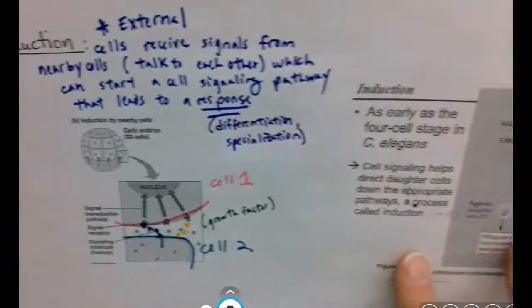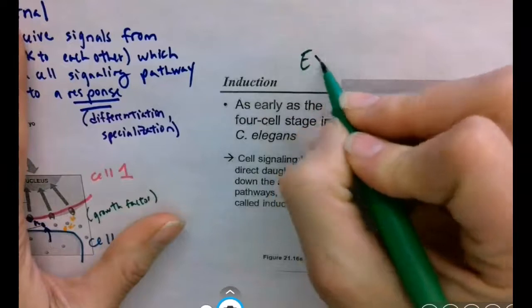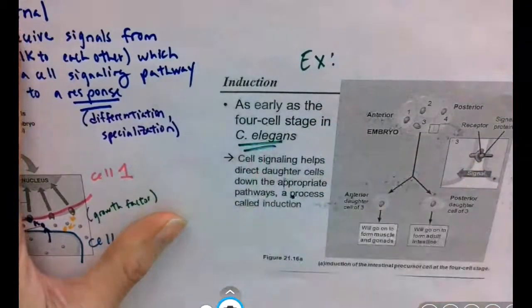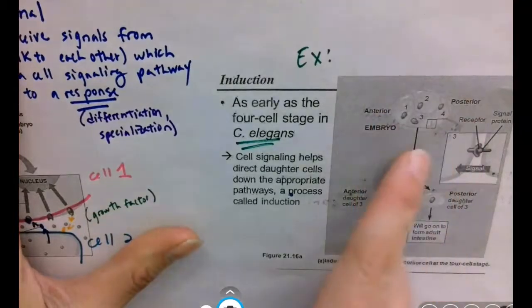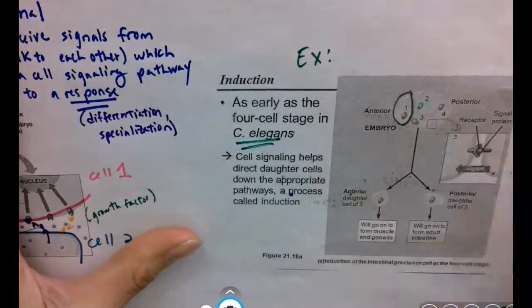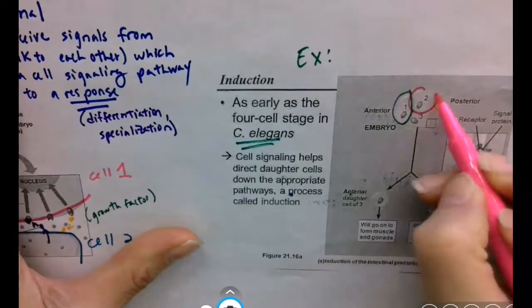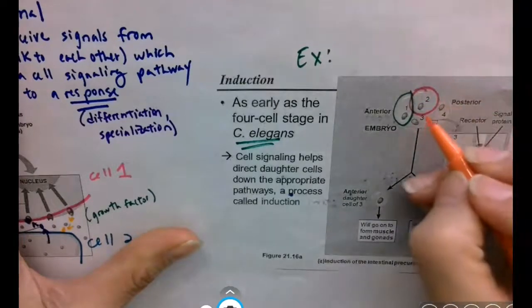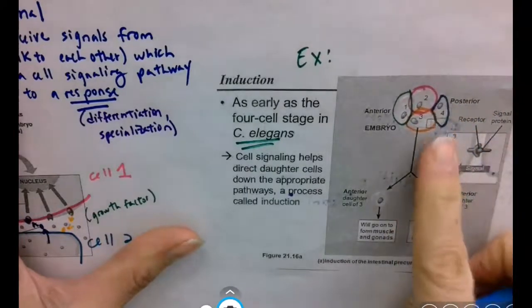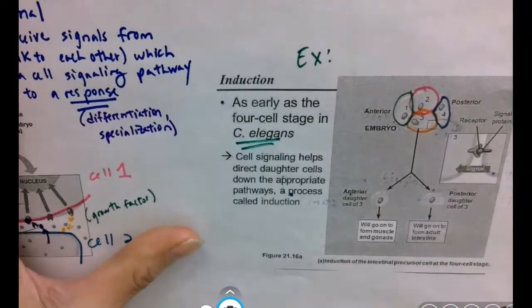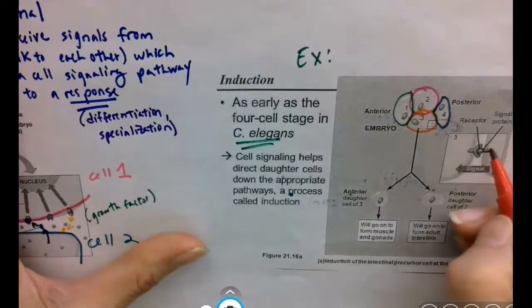A really classic example of induction is in C. elegans. C. elegans is a worm. They studied C. elegans very closely, and they looked at this 4-cell stage. So here's cell 1 right here, here's cell 2 right here, here's cell 3 down here, and here's cell 4 over here. And these cells actually talk to each other. Okay. This picture right here shows these 2 cells talking to each other right here.